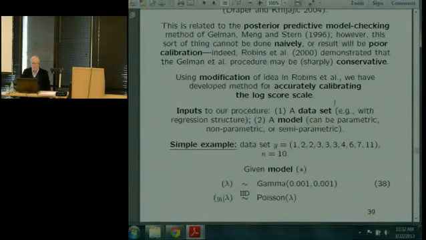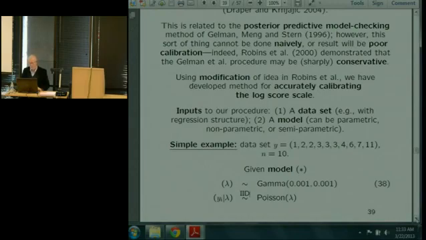The inputs to our procedure are a data set, for example, typically a regression structure. Here's a simple data set with no predictor variables, so just a one sample data set, and a model. And the model can be parametric or non-parametric or semi-parametric, it doesn't matter. So here's a little example of a data set of 10 observations that might well have come from a Poisson distribution, and so let's see if the data are consistent with the Poisson story here.